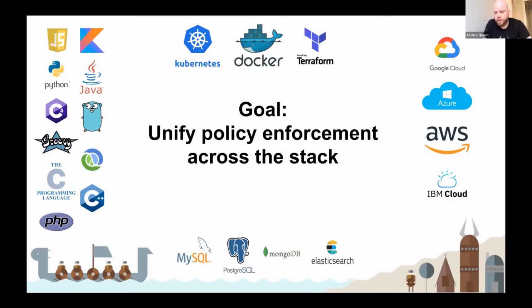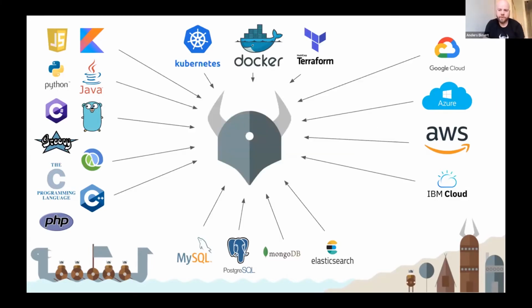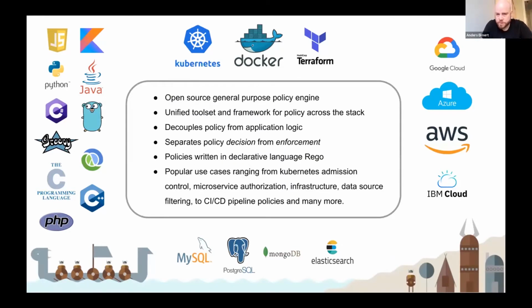So the goal of OPA, or Open Policy Agent, is to unify this, and that's what OPA really is. OPA is an open source, general purpose policy engine. It offers a unified toolset and a framework for policy across the stack. It decouples policy from application logic. That's the main point of OPA: you can extract policy from these very local, very specific areas, so you can reason about it and work with it in isolation.